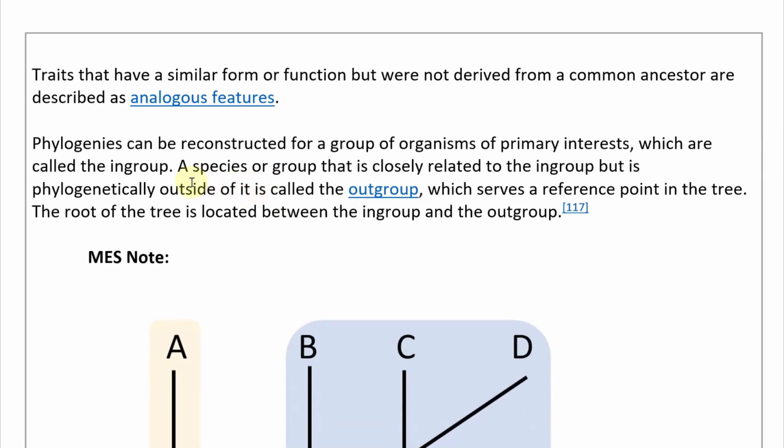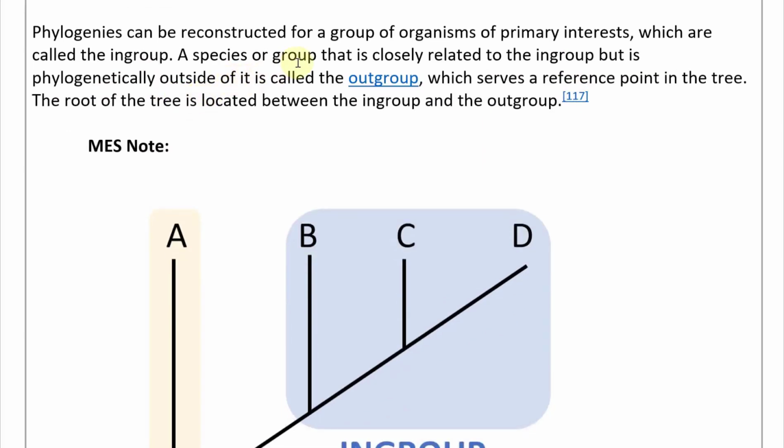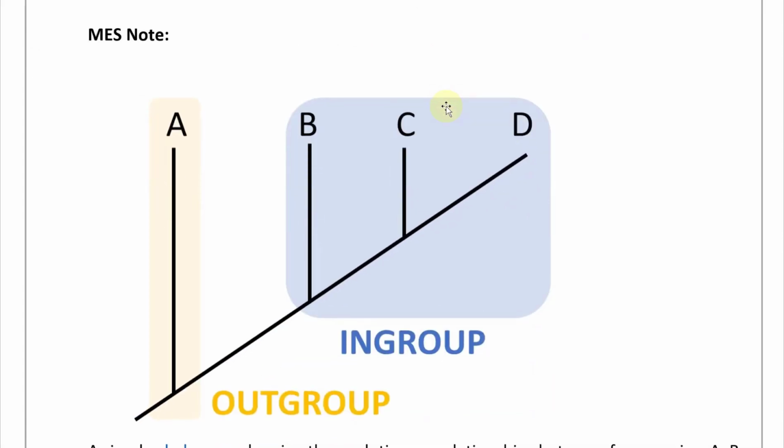So phylogenies can be reconstructed for a group of organisms of primary interest, which are called the in-group. A species or group that is closely related to the in-group but is phylogenetically outside of it is called the out-group, which serves as a reference point in the tree. The root of the tree is located between the in-group and the out-group.